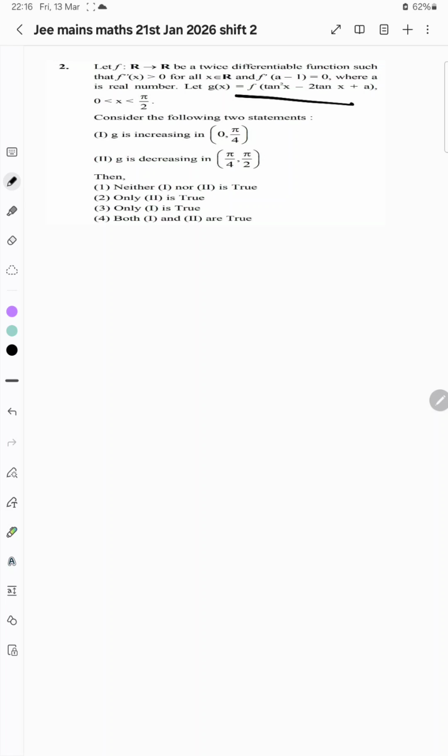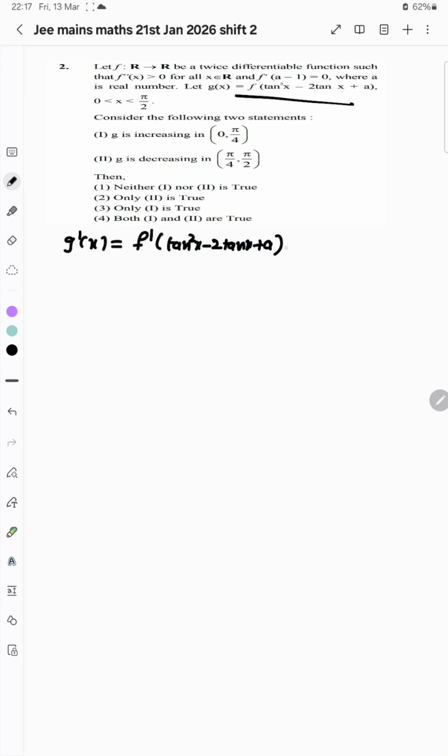Okay, fine. So, first of all, you can observe the function g is f of tan square x minus 2 tan x plus a. In the 0 to pi by 2 interval only we are going to check. So, to check whether it is increasing or decreasing, we have to do the derivative only. So, g of x we can do the derivative, so that we will get g dash of x is equal to f dash of tan square x minus 2 tan x plus a as it is.